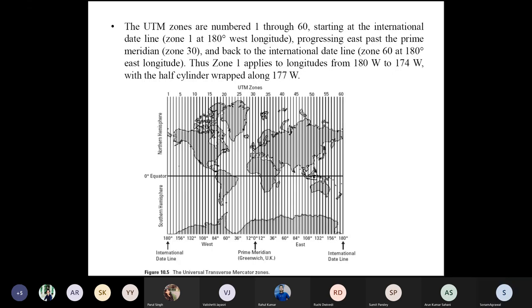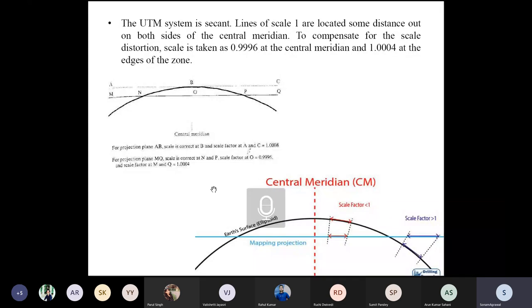So this is about the UTM zones, from 180 degrees west up to 180 degrees east. There will be a total of 60 zones, and at the equator it can be divided into two parts. Now, the second part: the UTM system is secant. So it will not be tangent to the globe, but secant to the globe. Lines of scale 1 are located some distance on both sides of the central meridian to compensate for the scale distortion. Scale is taken as 0.9996 at the central meridian and 1.0004 at the edge of the zone.